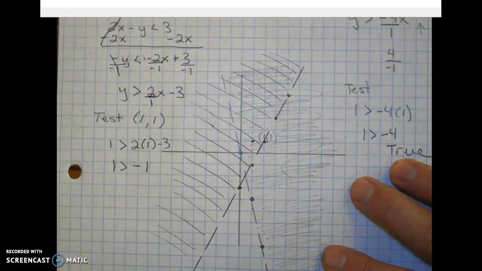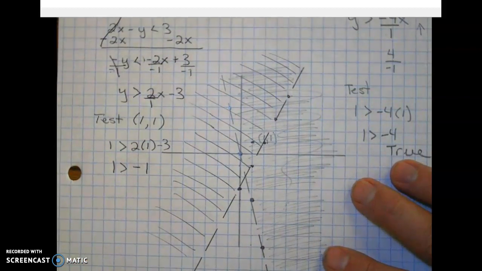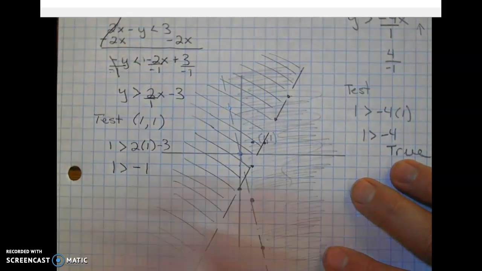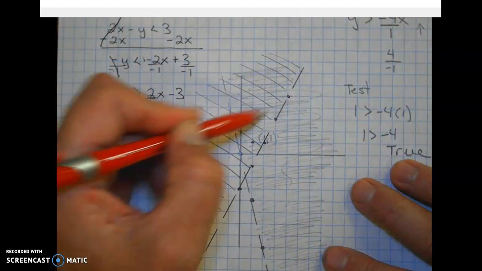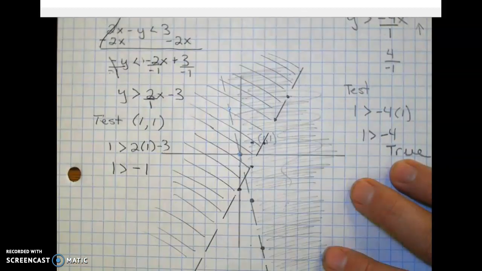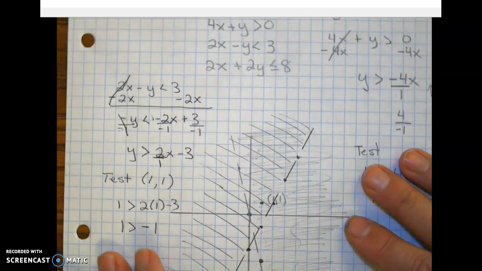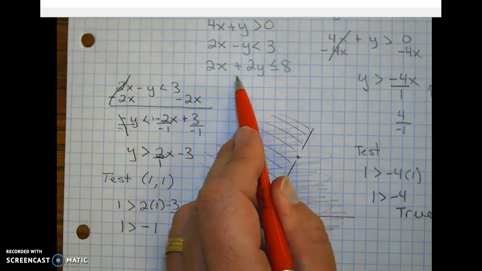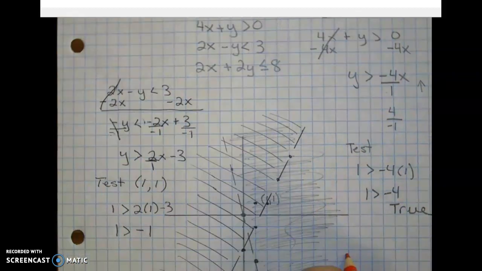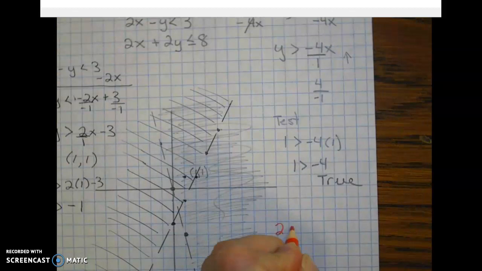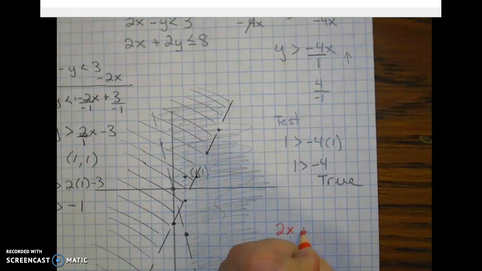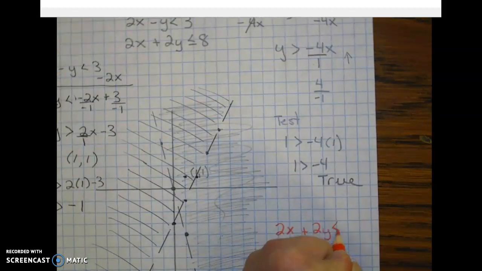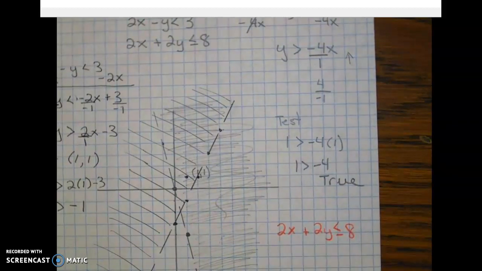All right, so if we were to stop right now, our solution would be found in the double shaded region here. But we have one more inequality to solve. Okay, I went and got myself a red pencil. So we've got 3 different colors going on here. Here we go.